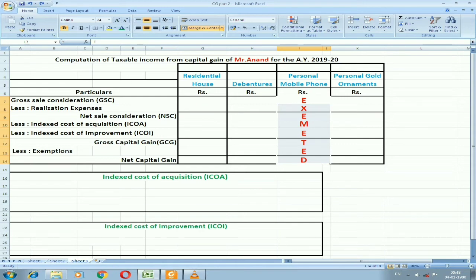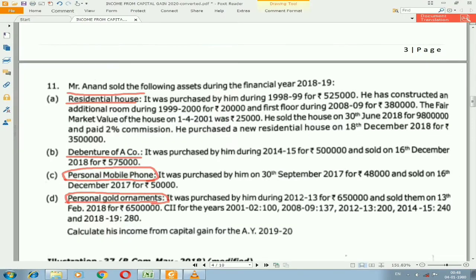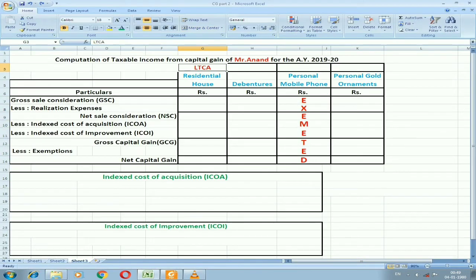That is the reason it is exempted. So now our job is to find out for each asset whether it will come under long-term capital asset or short-term capital asset. So first one is residential house property. Check the purchase date, which is purchased in 1999, sold in 2018. So definitely it will be more than 2 years. As it will come under land and building, it will be a long-term capital asset.